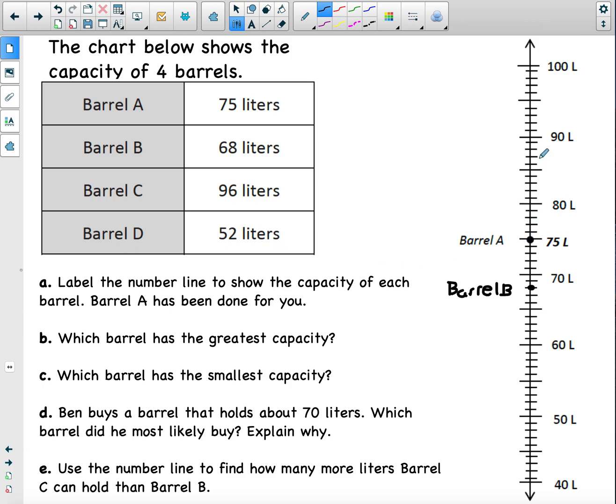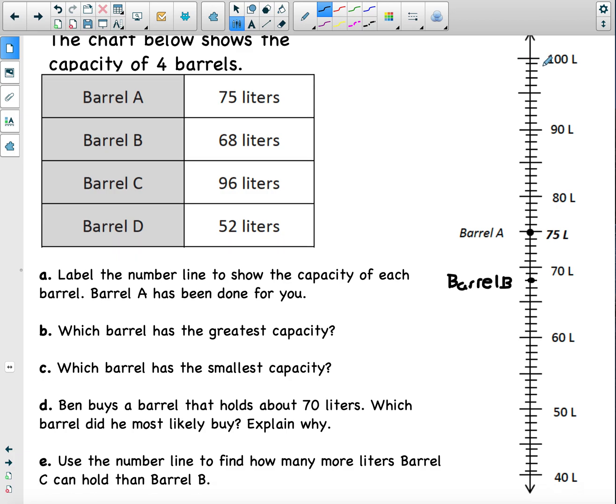So barrel C, I know, is going to go between 90 and 100 liters. Now, if I remember, this is 95 because it's halfway. So 95 would be here. So one more would bring me up to 96. So barrel C would go right here. Barrel C.